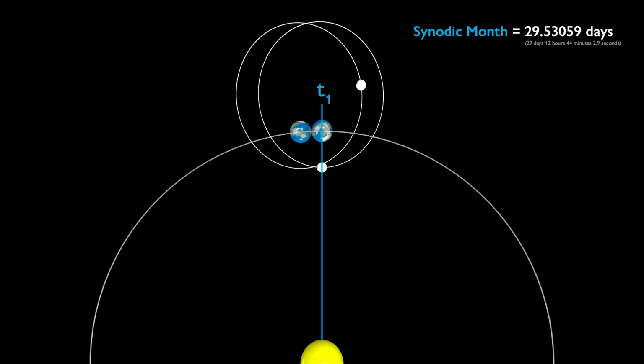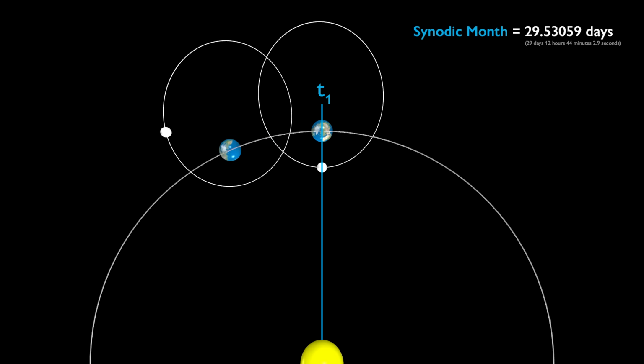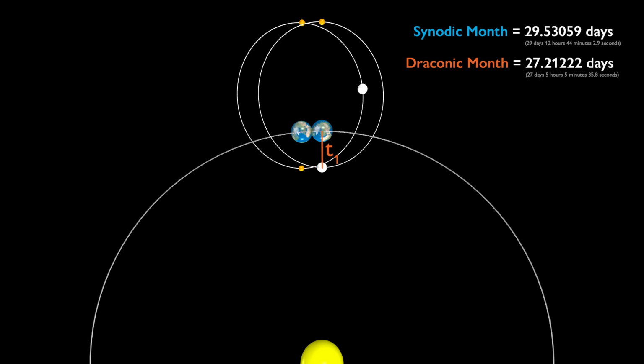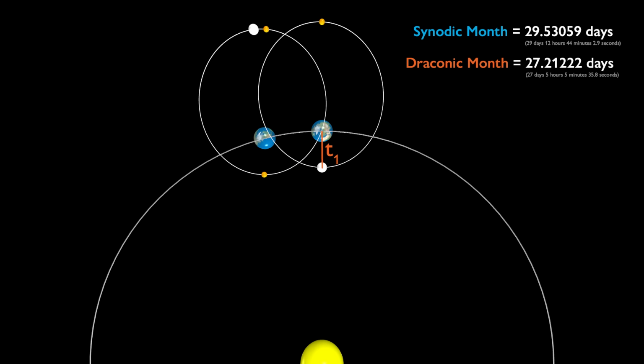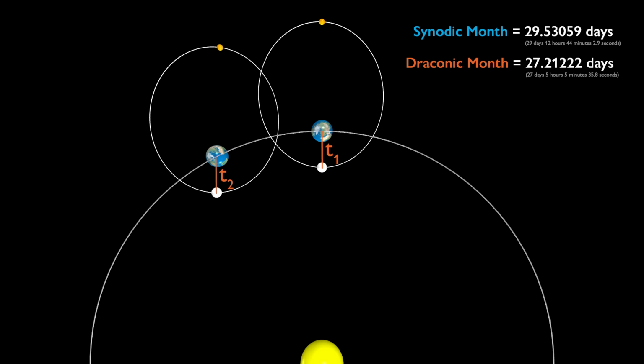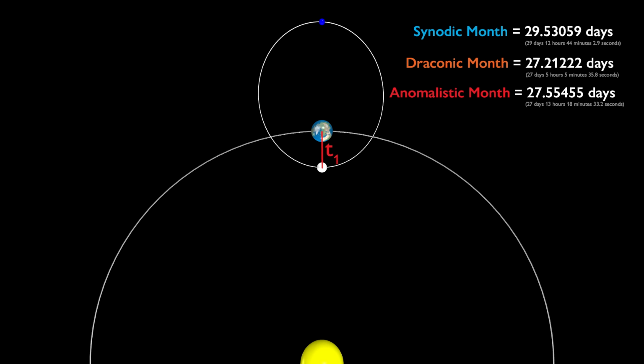First, we have the synodic month, taking the Moon between the Earth and Sun in our overhead view. Second, we have the nodes where the Moon passes through the Earth's orbital plane. This cycle repeats every 27 days, 5 hours, 5 minutes, and 35.8 seconds on average, and is known as a draconic month. Finally, it takes an average of 27 days, 13 hours, 18 minutes, and 33.2 seconds for the Moon to make a round trip from the closest point along its elliptical orbit and back. This is known as an anomalistic month.